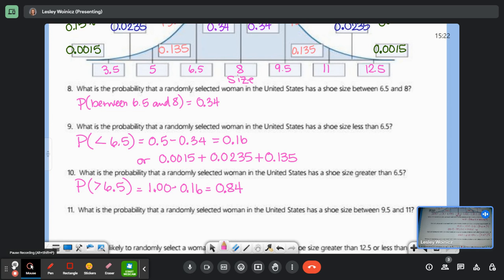Number 11. What is the probability that a randomly selected woman in the United States has a shoe size between 9.5 and 11? 0.135. Yeah. Yep, it's real.